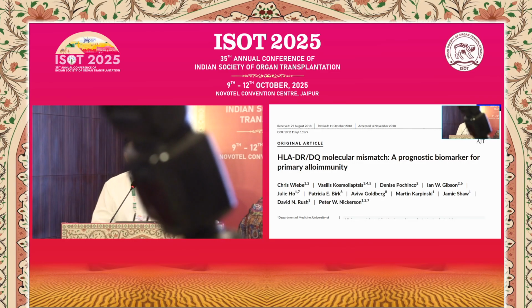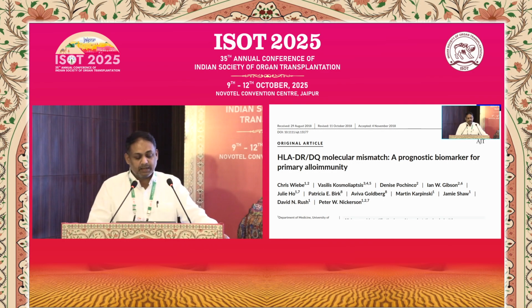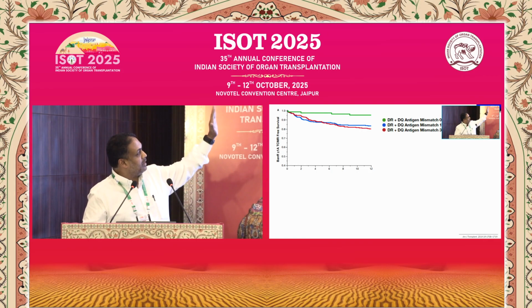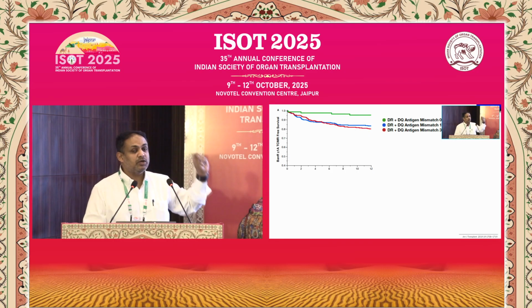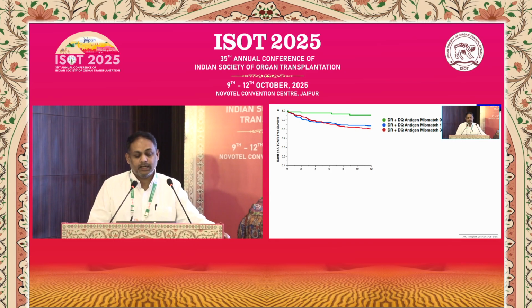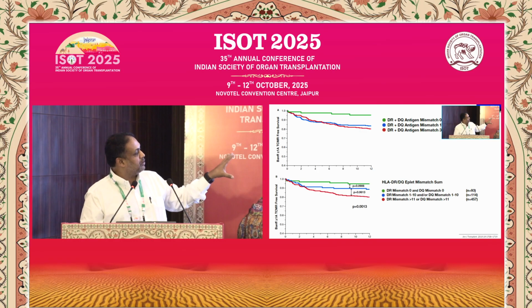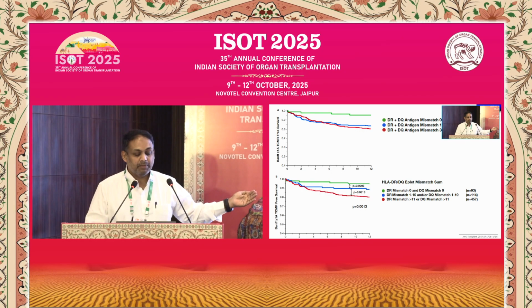If you look at the data, this is again from Canada, Manitoba. They have almost 700 patients followed up for 12 years. Leave aside the green graph, which is zero mismatch. They could not tease out the difference between the DRs and DQ at the allele level. But when the same population was analyzed from the epitope standpoint, they found that irrespective of the alleles and antigens, they could find inferior outcome with more eplet mismatches. But there's a caveat there.